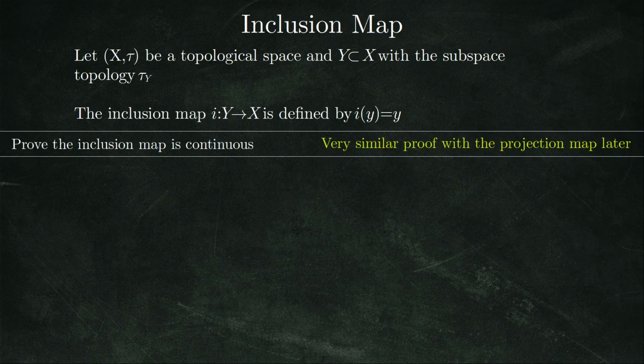So we're going to prove that the inclusion map is continuous, and I'm going to go through this proof, and then later on in the video, we're going to see something very similar called the projection map, and then I'm going to ask you to prove that it's continuous, but the proofs are very similar. So we want to show the inverse of open sets is open. So let U be any set that's open in X. Then the pre-image of U is U intersect Y. And then this is open in Y because it's open intersect Y. And therefore it is continuous.